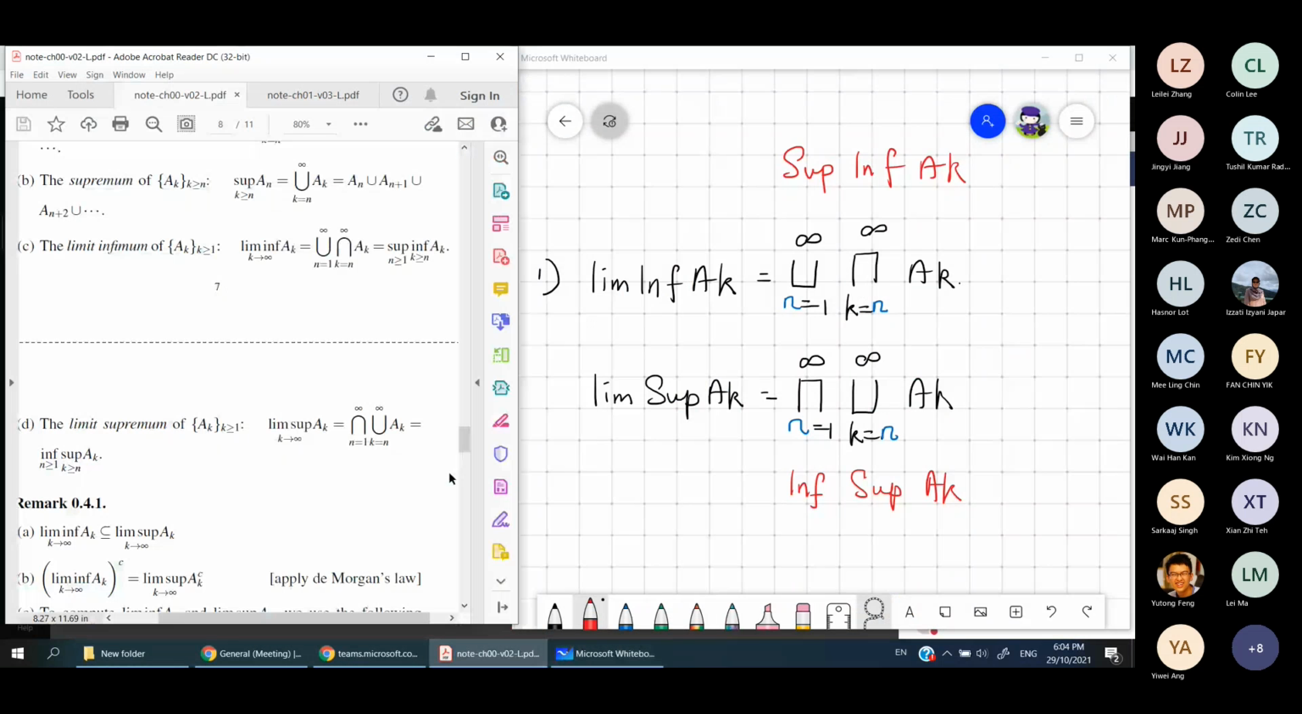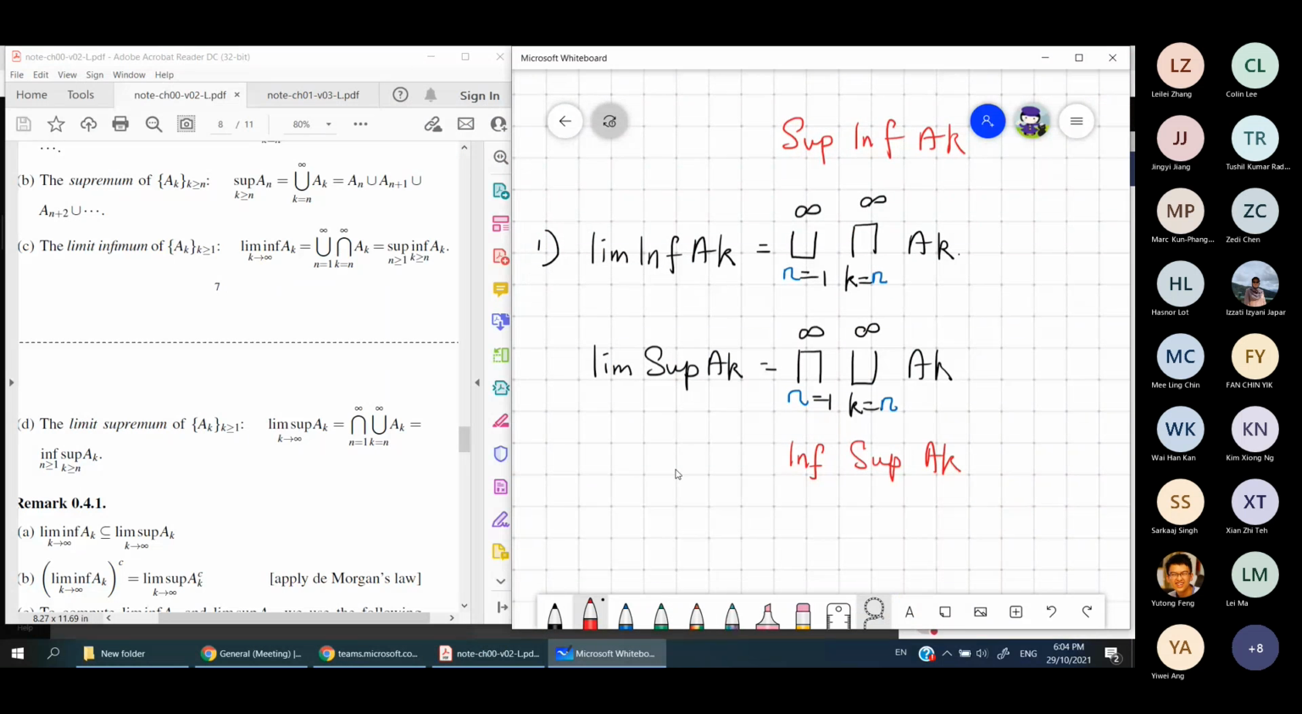Okay, so this is the thing where we stopped in our previous lectures. There are two concepts for it. The first one is the limit infimum of AK. Of course, when we talk about AK here, we have a sequence of sets. And also we have the limit supremum of AK. By the definition, it will be this.